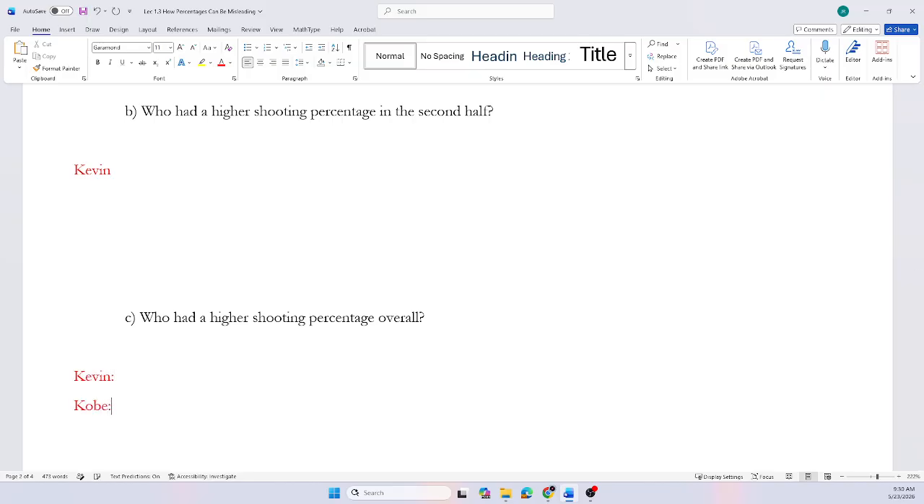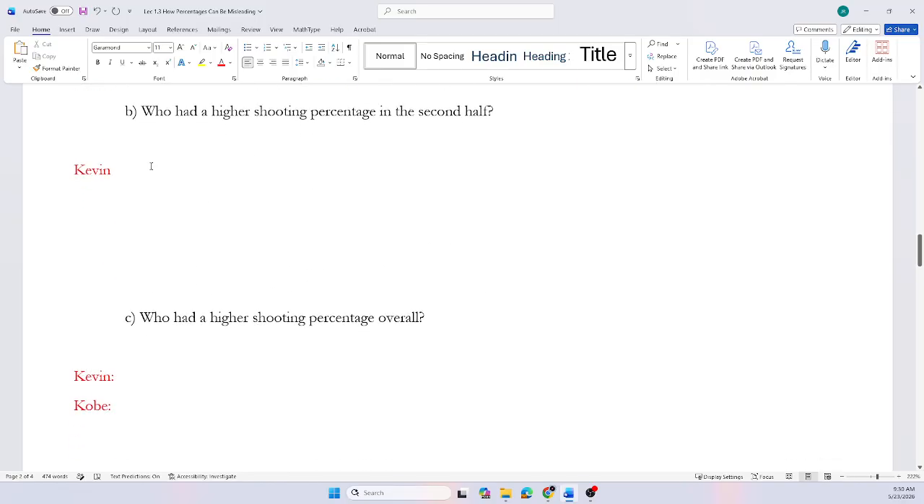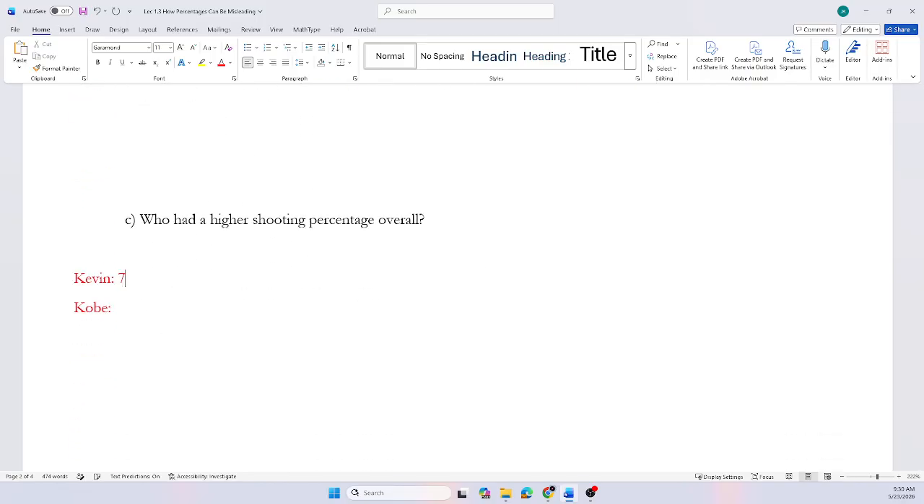What we need to do here is compute the overall shooting percentage for both Kevin and Kobe. So let's take a look at Kevin's. We need to add up the total number of baskets. So for the entire game, Kevin made 7 baskets, 4 plus 3, and he had 14 attempts. He had 10 attempts in the first half, 4 attempts in the second half. So he made 7 out of 14 shots. His overall shooting percentage for the entire game is 50%.